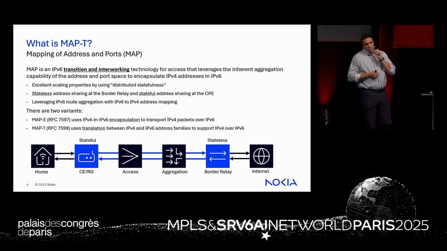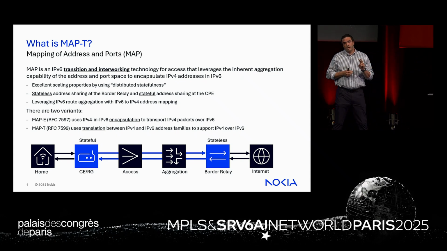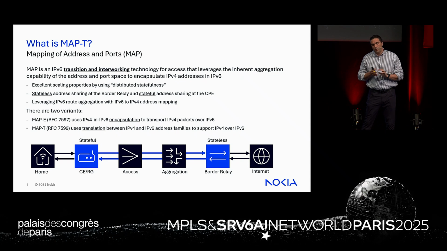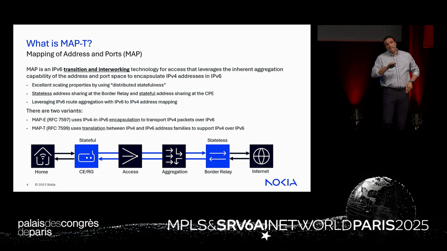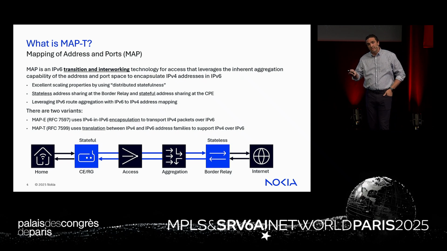Now, two versions of MAP are being deployed. We have MAP-E, as you can see in the RFC, if somebody wants to go and take a look at the RFC later. It uses v4 into v6 encapsulation to transfer the v4 packets over v6.